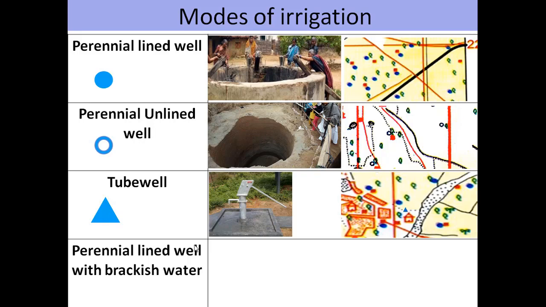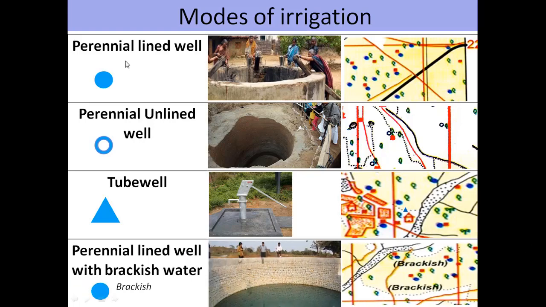Next is the perennial lined well with brackish water. It has the same symbol as the perennial lined well, but along the well it is written brackish. As you can see in this picture, the water is not being used. There is a reason behind it. As you can see on the map extract, there is a blue dot, and along the blue dot it is written brackish. The water in this well either is unfit for drinking or it is saline in nature.